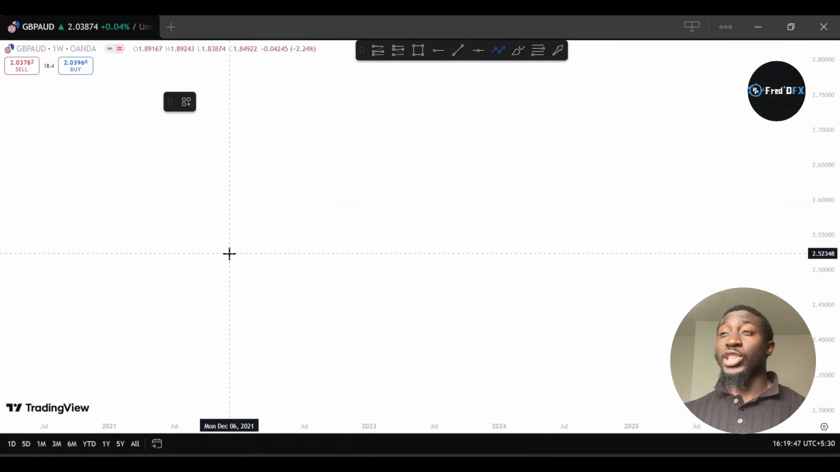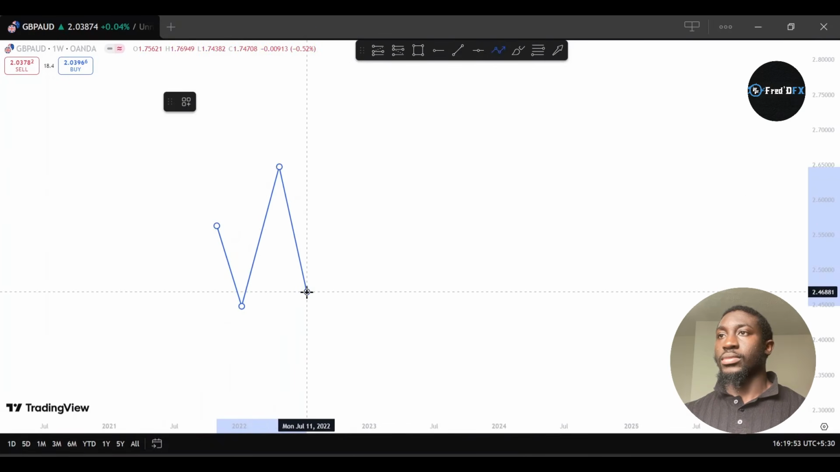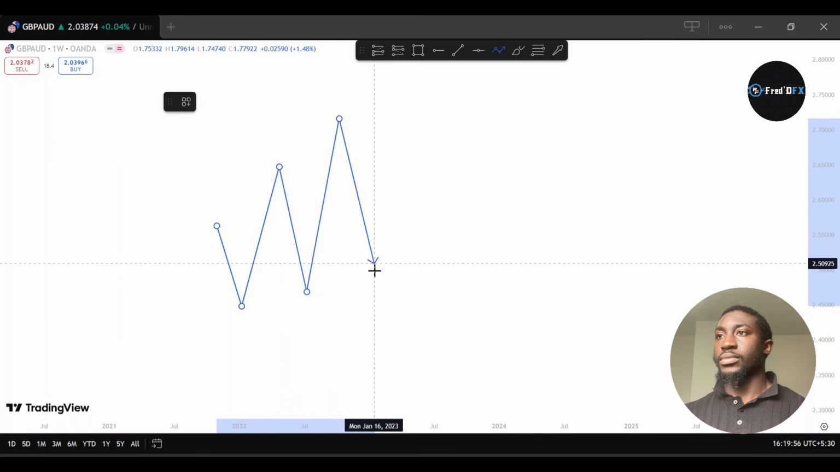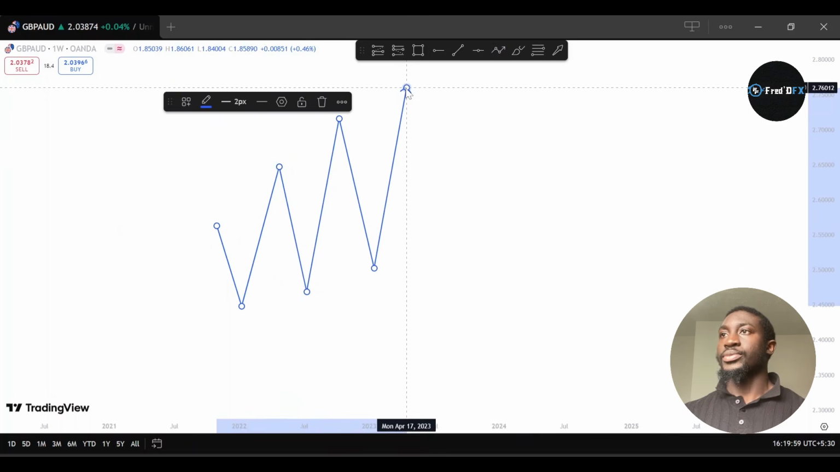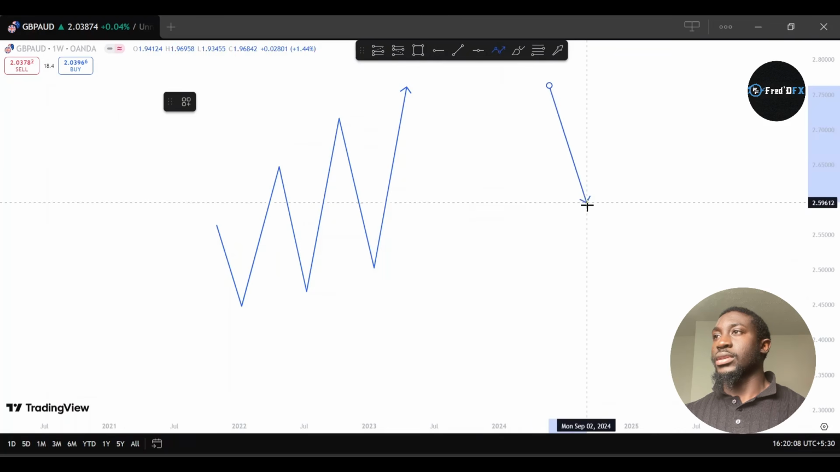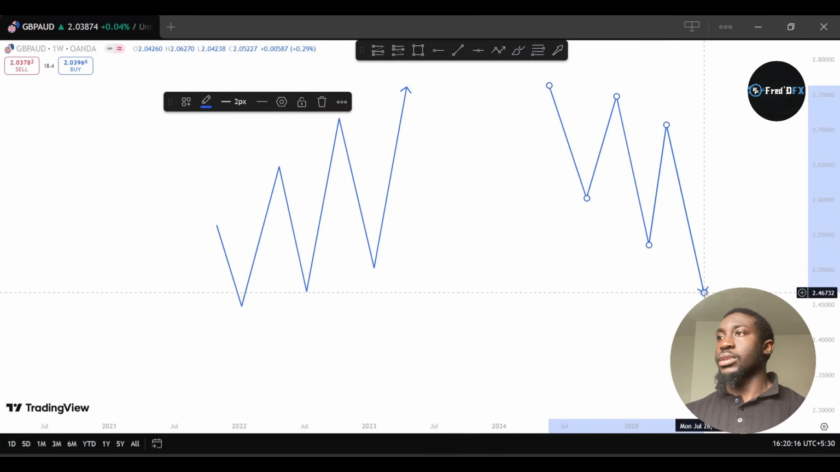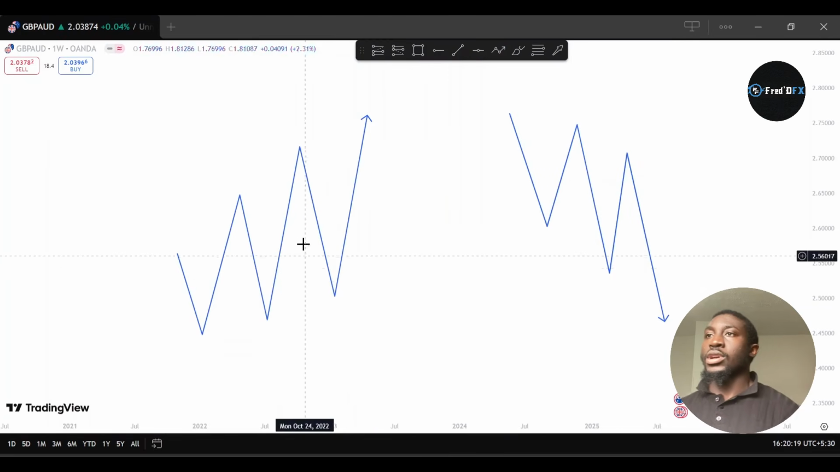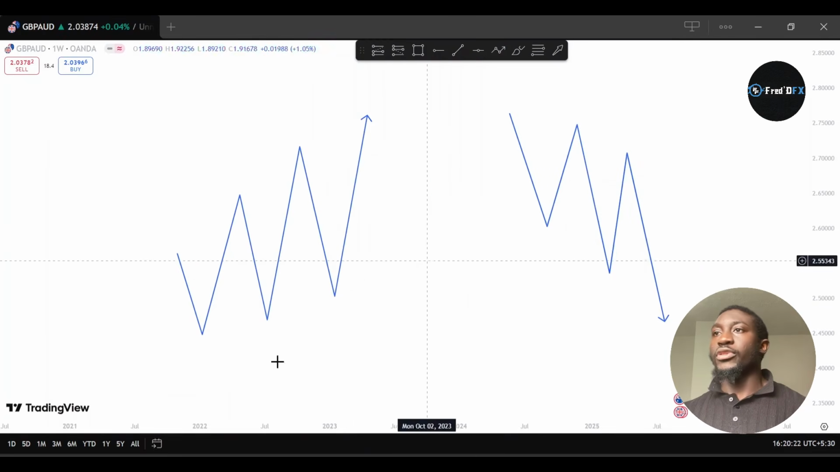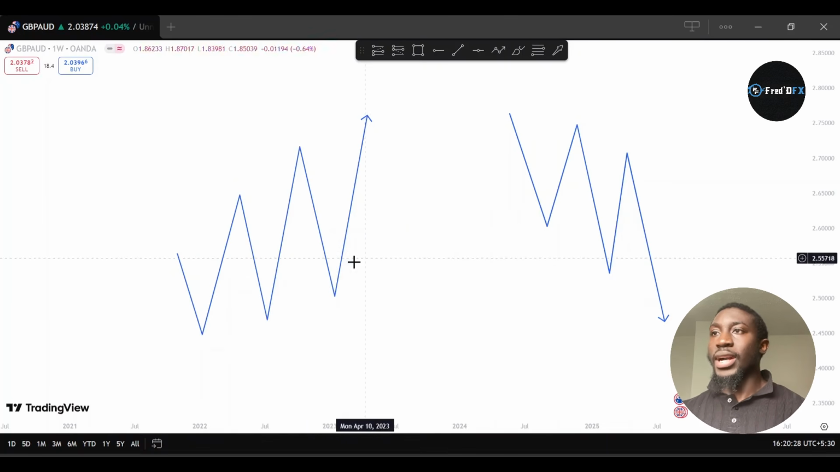Directional bias is the market structure. This is what we are talking about. This is for the bullish bias, and this is for the bearish bias. So what is market structure? It's the movement of the market. Is it a bullish trend or a bearish trend? This is the market bias.